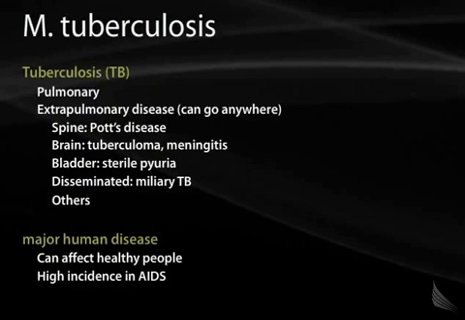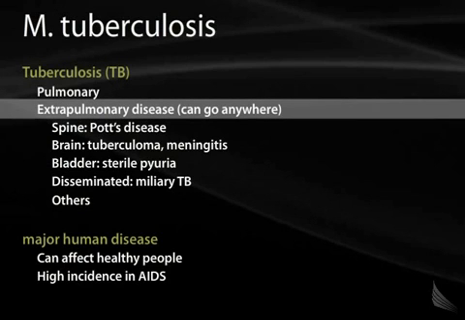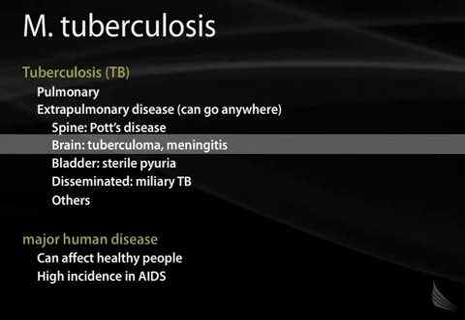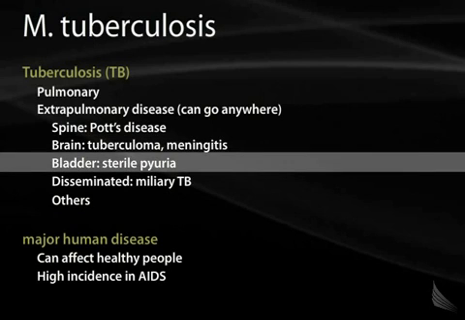Mycobacterium tuberculosis is a frequent cause of pneumonia and can also cause extrapulmonary disease. It's a chronic disease that has a high disease burden in third world countries. In addition to extrapulmonary disease, you can find it in the spine, which is called Pott's disease. In the brain, it can cause tuberculomas or meningitis. You can get a sterile pyuria from bladder infection.